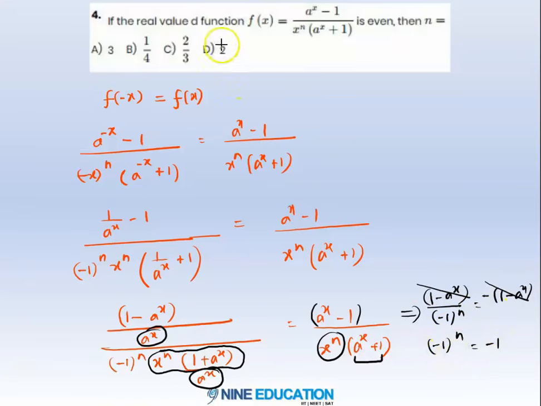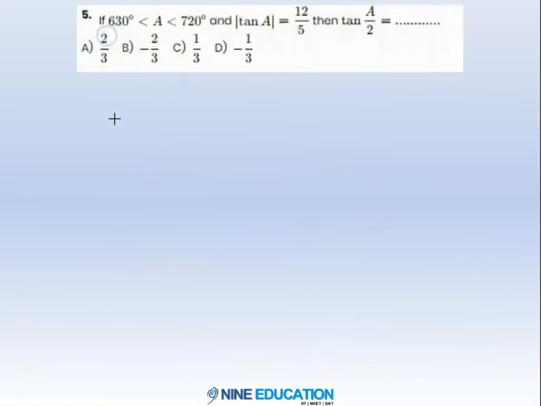Suppose we keep the last option, 2, minus 1 square will become 1, so that is not a correct answer. And even if I keep 1 by 4, minus 1 power 1 by 4 is not going to give me minus 1. Even 2 by 3 will not give me minus 1. So the correct answer is 3, because minus 1 power 3 is minus 1. So option A is correct.